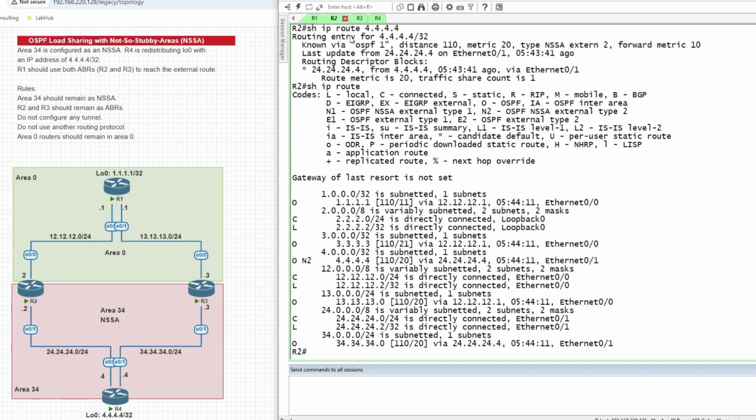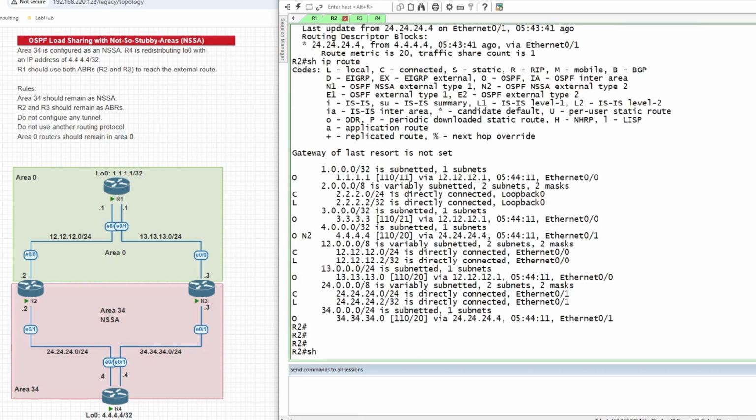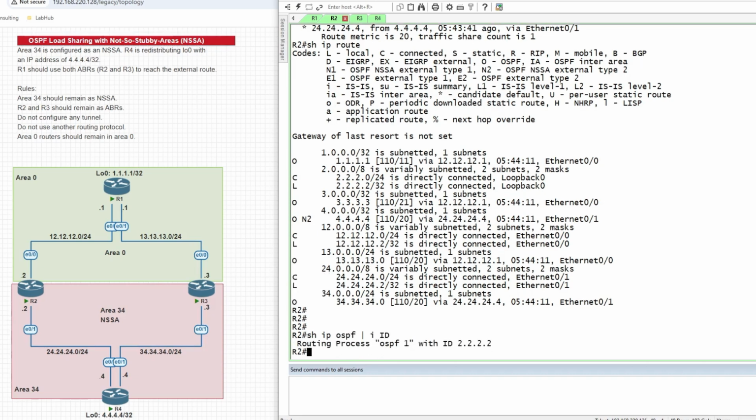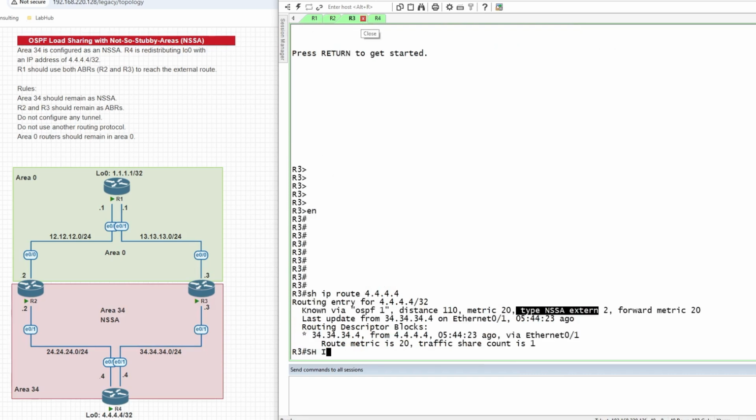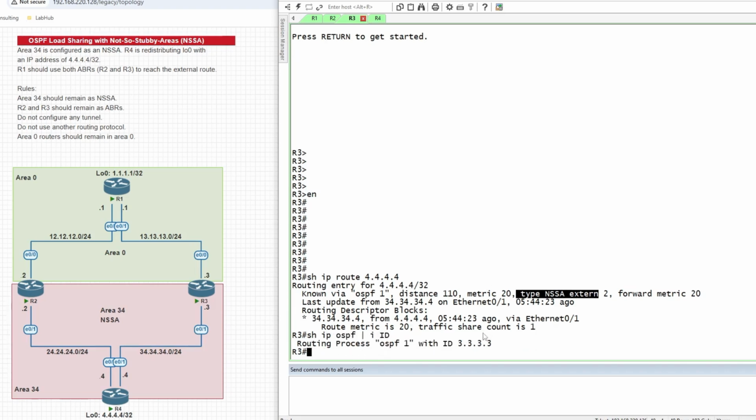Now let's look at the router IDs of R2 and R3, that is our area border routers. So show IP OSPF, let's include ID. So router 2 has 2.2.2.2. And if you look at R3, so show IP OSPF, and we look at ID 3.3.3.3.